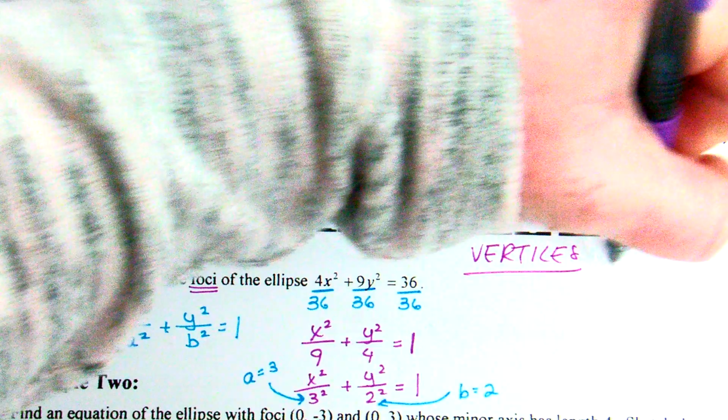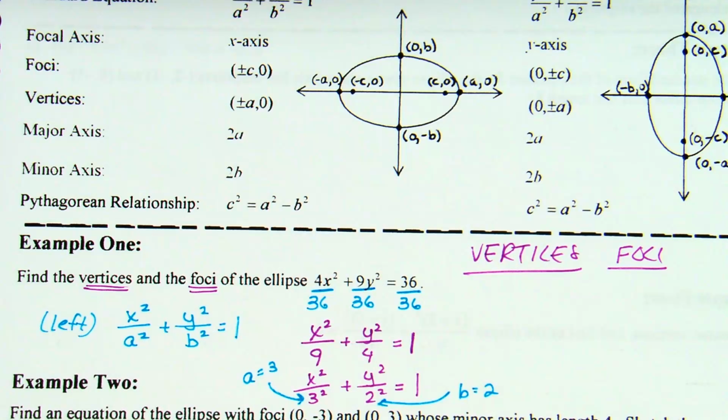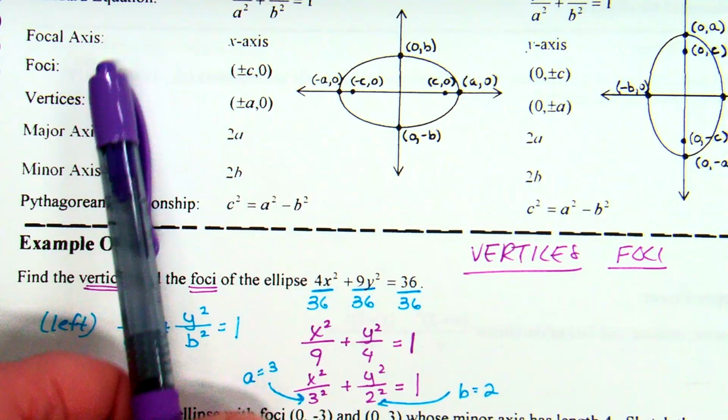How do I find vertices and foci? Where am I going to look? Go logically here. What's up above you guys? We're in which column? The left column. What's it say about vertices? Okay. Plus or minus a, comma 0. What's it say about foci? Plus or minus c, comma 0.